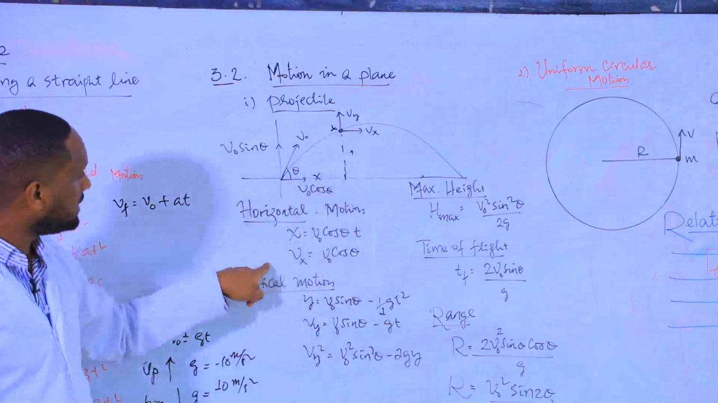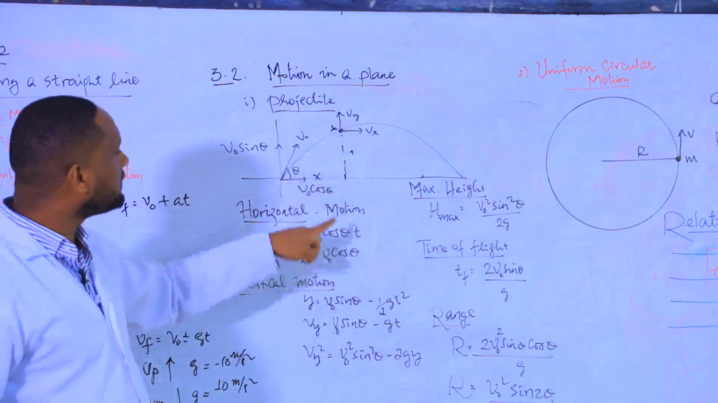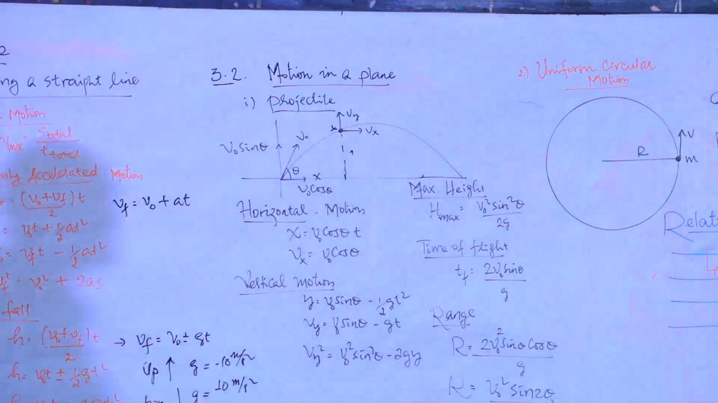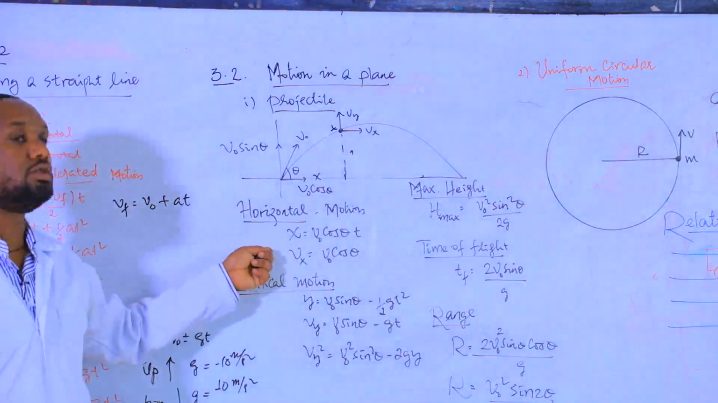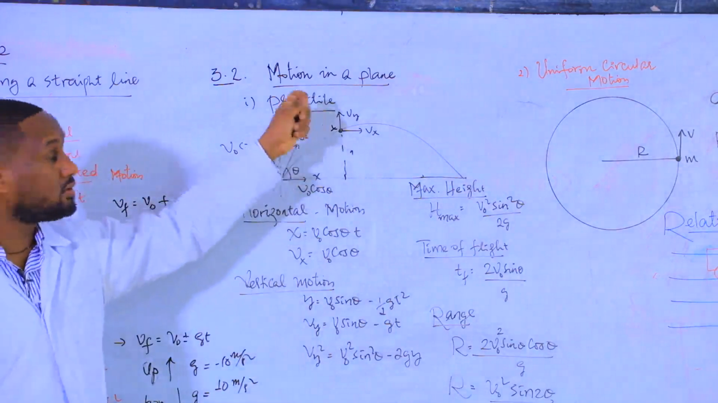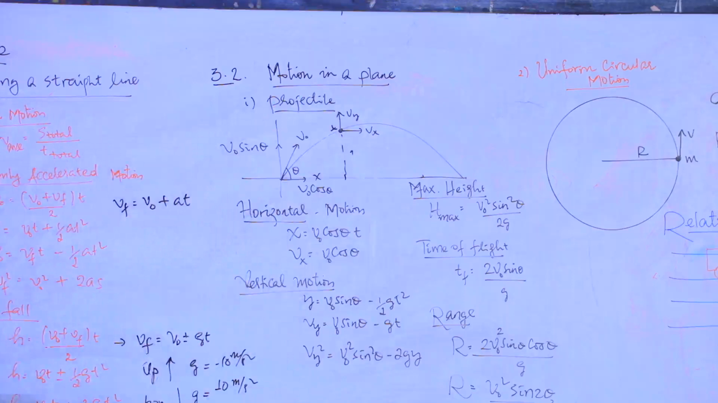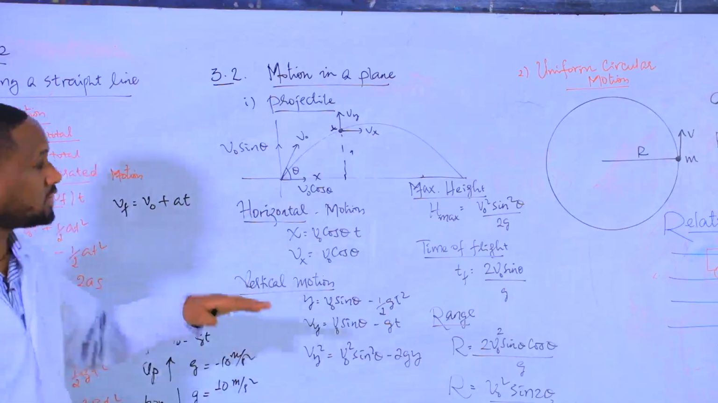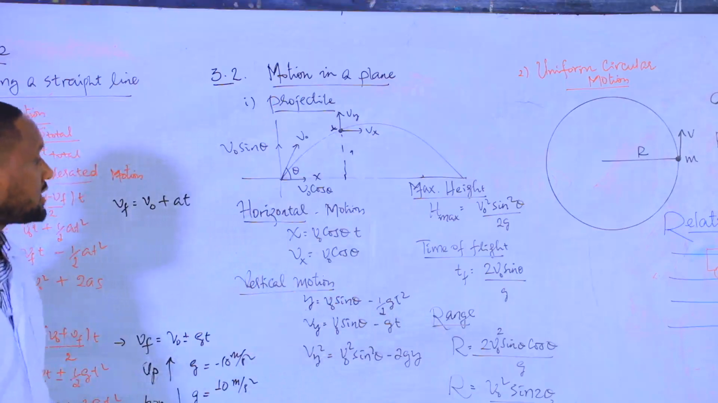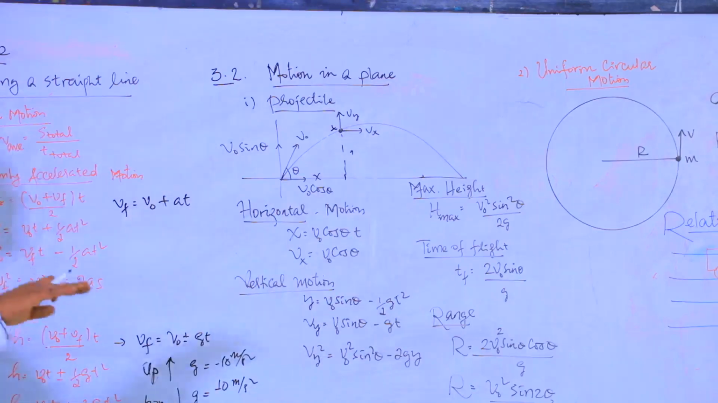As you can see, the horizontal component of the velocity of the object remains constant for the whole journey of the object. This is because the only force acting on the object while it's in the air is gravity, and we know that gravity is a vertical force. So since there is no force acting on the object in the horizontal direction, there is no horizontal acceleration. If there is no horizontal acceleration, then the velocity of the object along the horizontal direction continues to be constant, okay?